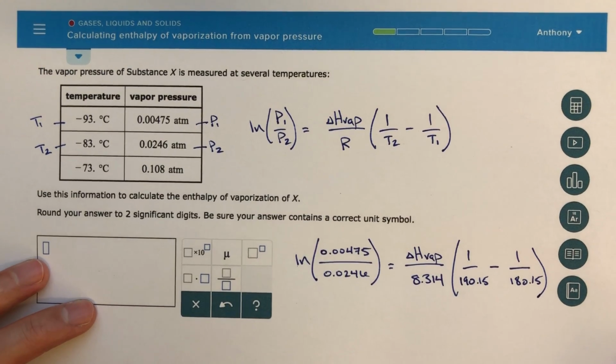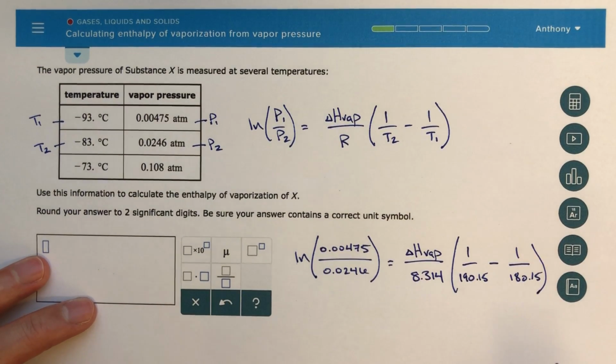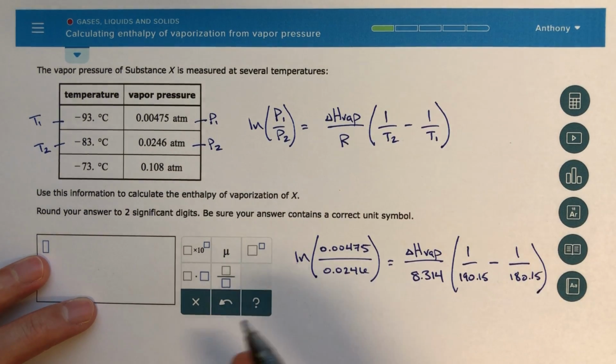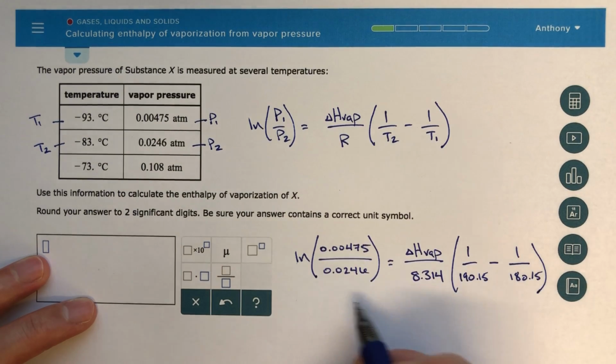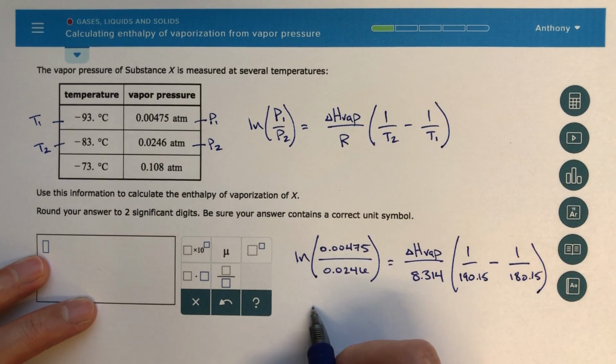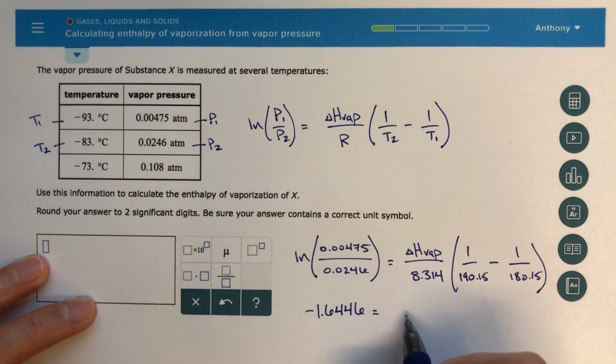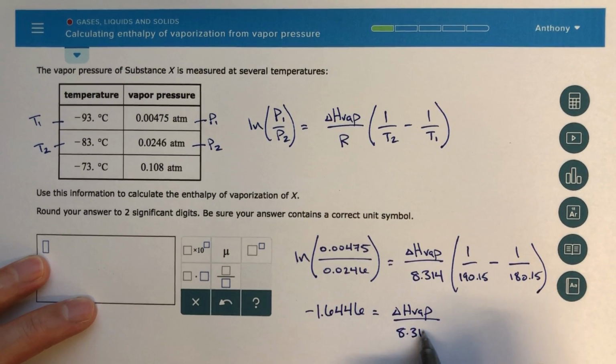So this is definitely more work algebraically, but you don't need to graph the information. But like I said, you definitely could. No harm in that. Let's go ahead and do this. I'll show you the way that I would calculate this out. I would solve for this first. You get a value of minus 1.6446. That equals delta H of vaporization over 8.314.